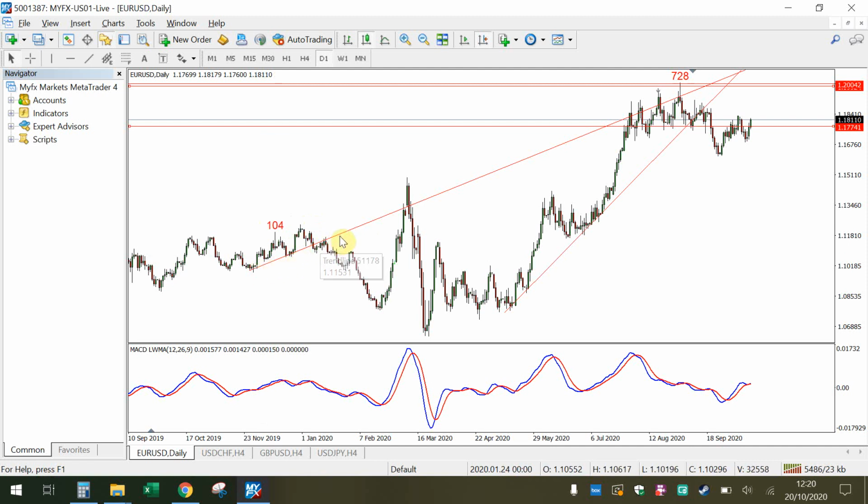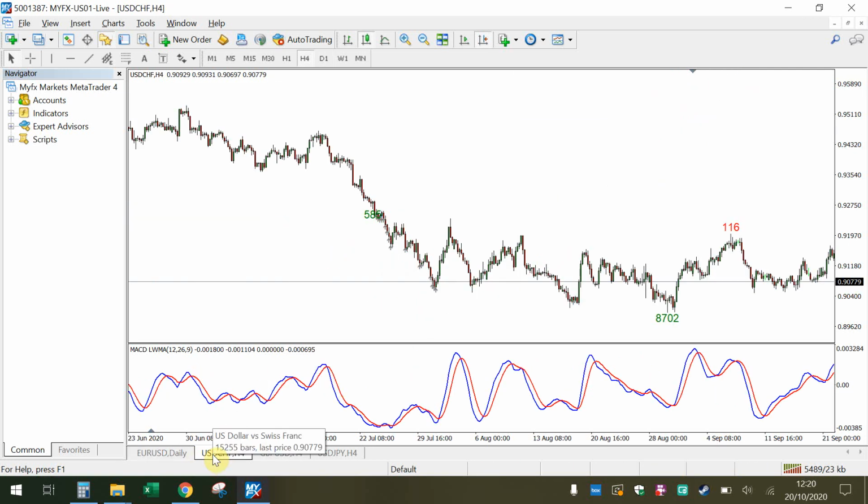But if you had waited until this point over here, then this would have been a better entry. So again, hopefully you can see that that is a high probability setup. Now if we look at the 4-hour USD CHF chart, let's have a look at these three particular examples.